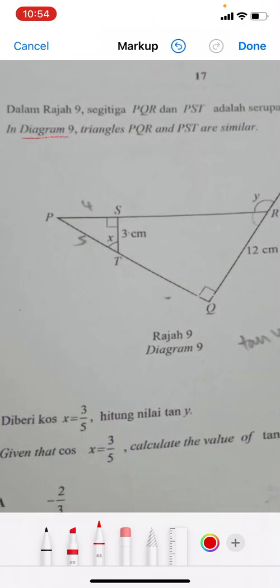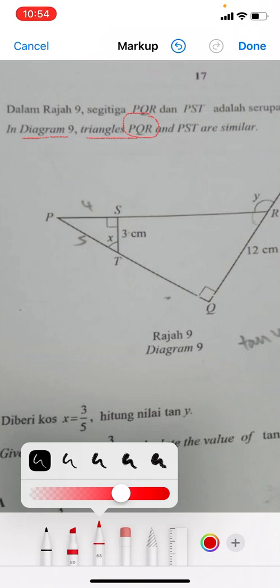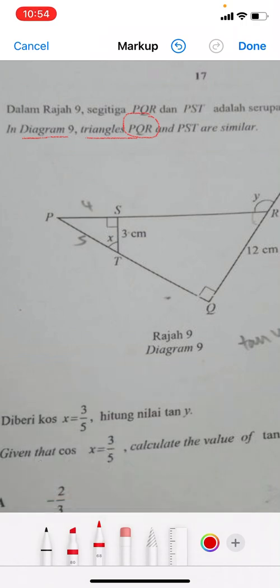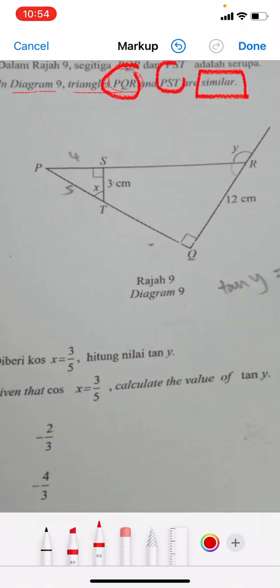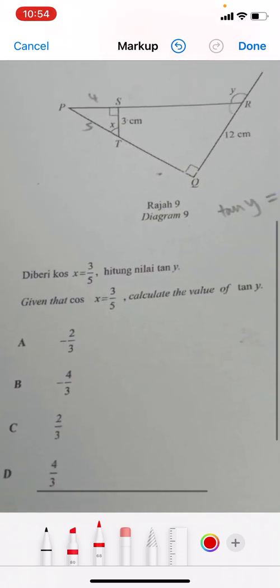So in Diagram 9, triangle PQR, let's highlight PQR. We have to focus on the important keywords. Okay, the important keywords are PQR and PST. So we have similar triangles, right? Similarity. Okay, meaning that it's just like enlargement when we talk about similarity. So we will find the ratio for the triangles.